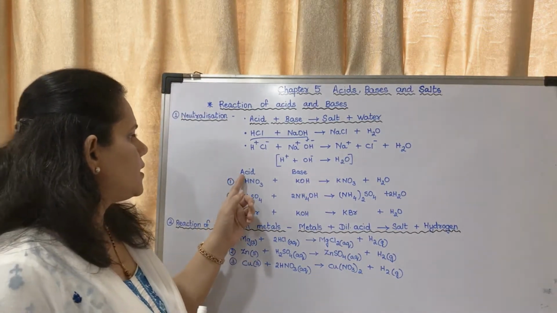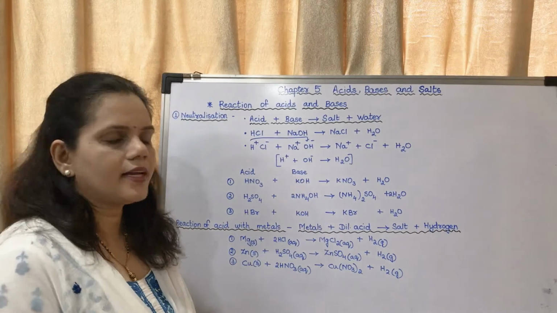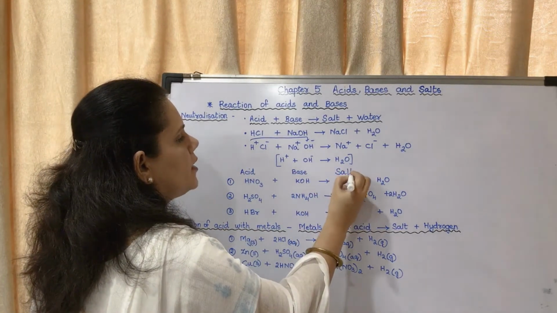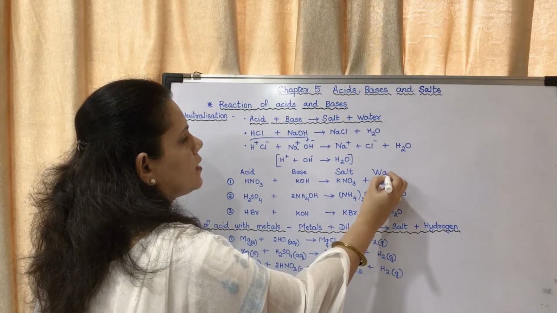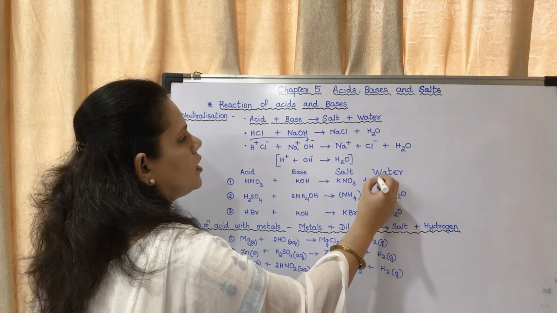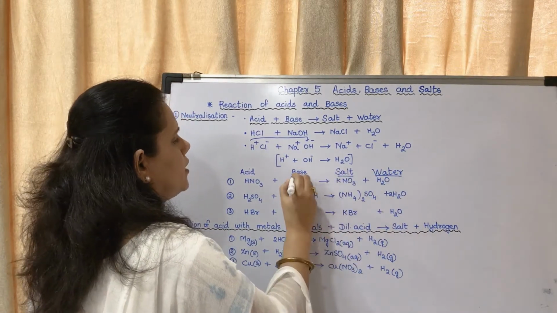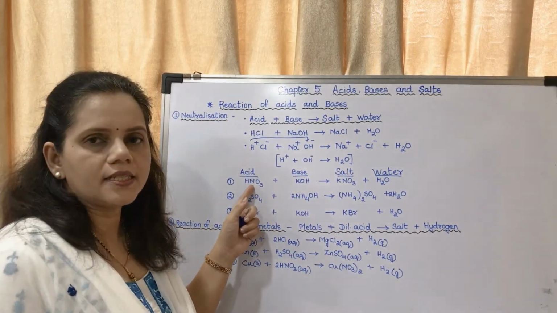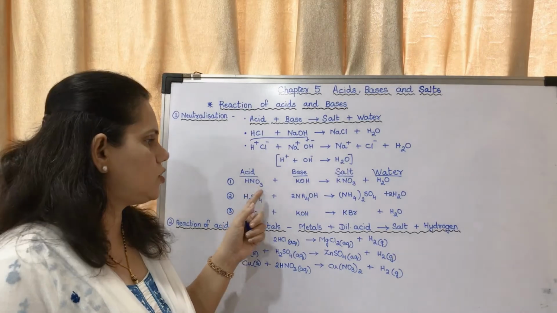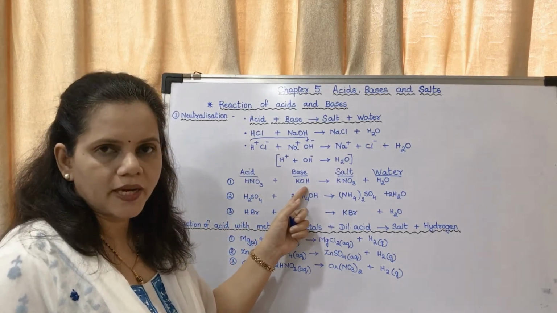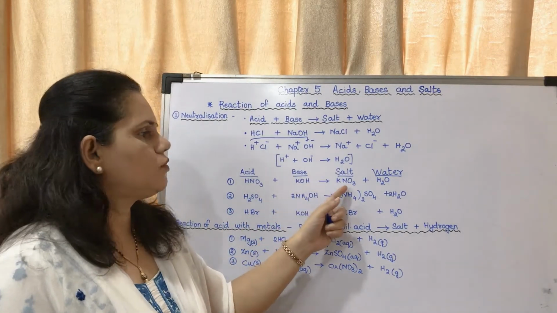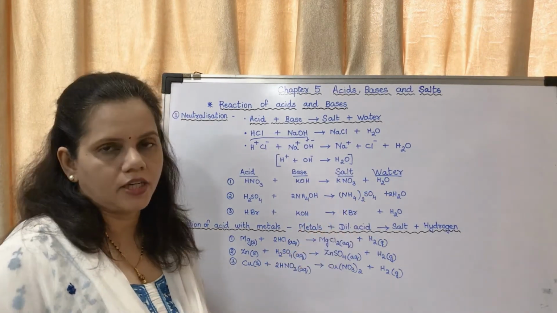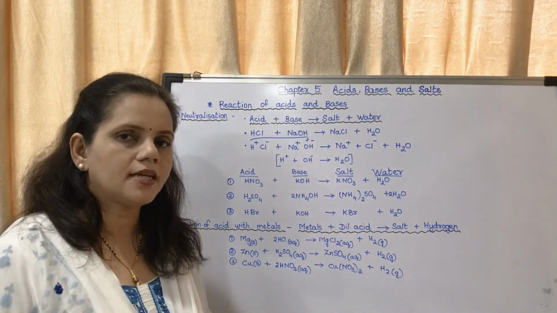Okay, the acid and base will combine together to form salt and water. Now I'll tell you the acid. The first one is nitric acid, that is HNO3, reacting with potassium hydroxide KOH to form KNO3, that is potassium nitrate, plus water. Here potassium nitrate is a salt.